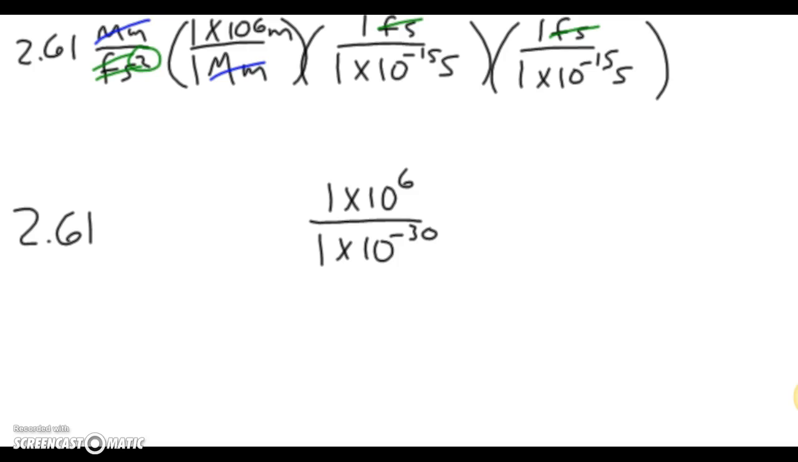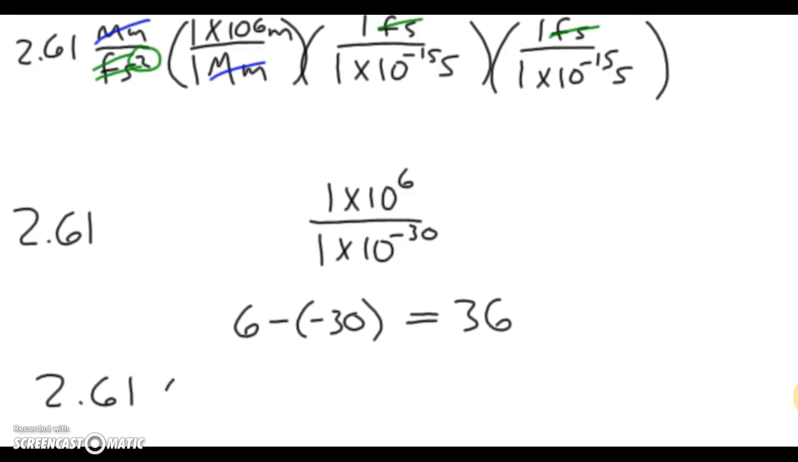Now we've got two numbers, times 10 to the 6 divided by times 10 to the minus 30, and when you have a quotient, you take the difference. So basically, just looking at the exponents, we've got 6 minus a minus 30, which is 36. So our answer then is 2.61 times 10 to the 36 meters per second squared.